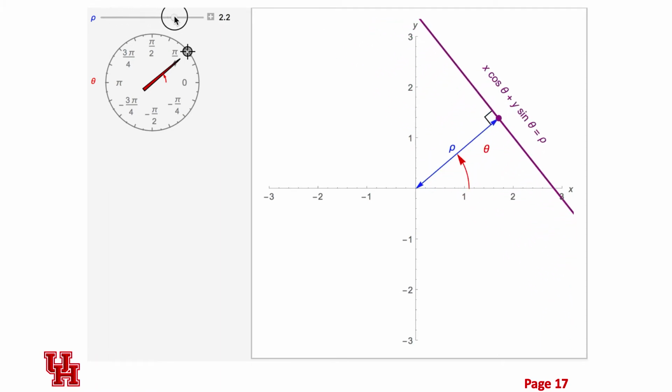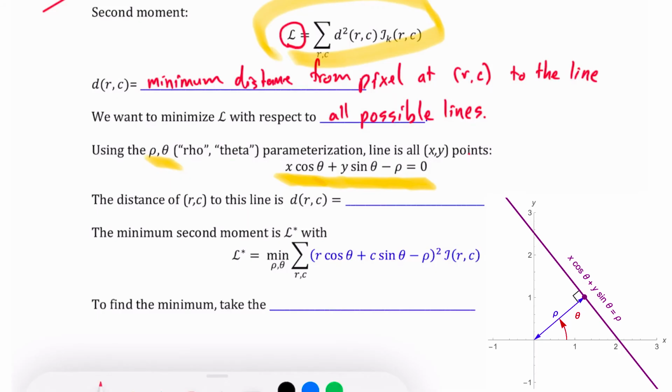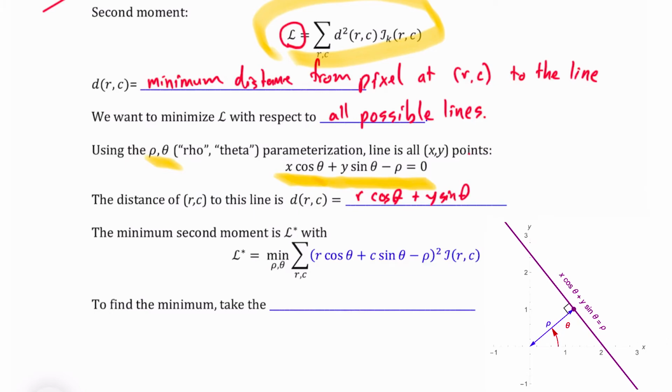That's what we're going to use in this because quite often you could have an object that's just pointing straight up and down. So the distance of any random point r, c to this line is going to be just this equation here, where we put r for the x: r cosine theta plus c sine theta minus rho. And so if it's 0, I'm on the line. Anything else, I'm going to be off the line. And we want to minimize that distance.